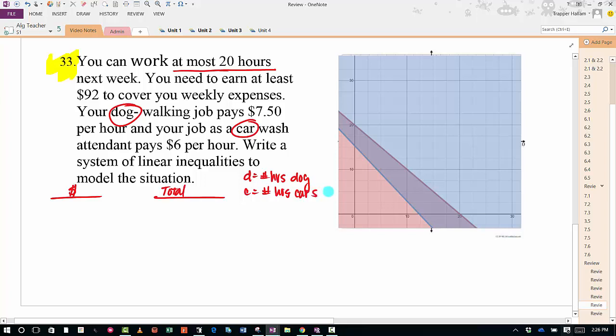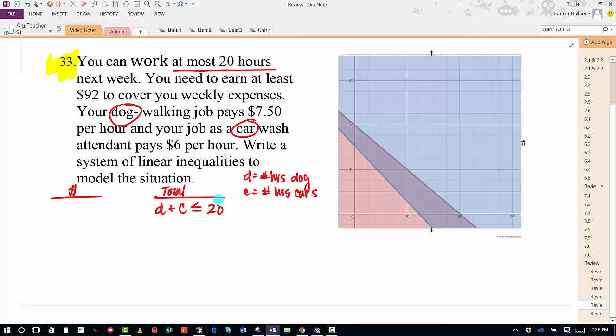Okay, so now we've got 2 variables. We know that we can work at most 20 hours, which means 20 hours is included, but not any more than 20 hours. So let's write that one first because that'll be easier. We'll do dog walking first because that's the first one that pops up here. So dog walking hours plus car washing hours can be at most, but no larger than, 20. So 20 has to be the upper side of that boundary. So there's our inequality for our total hours.